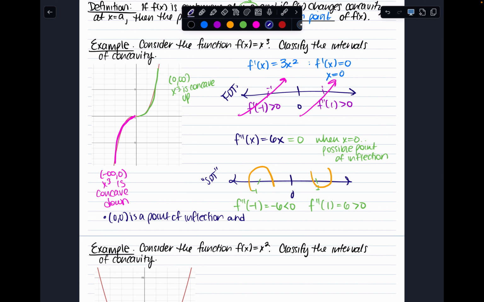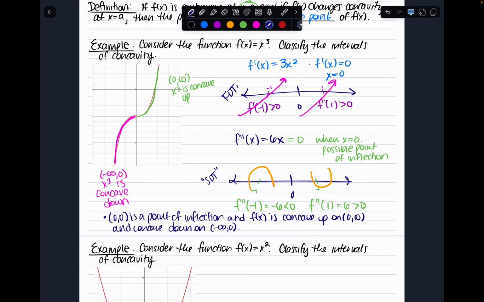And f of x is concave up on 0 to infinity and concave down on -infinity to 0. And this is a very basic example. The cubic function is an extremely basic example.